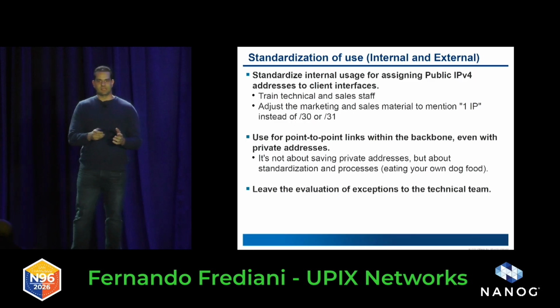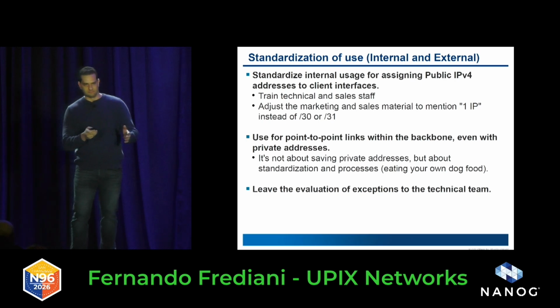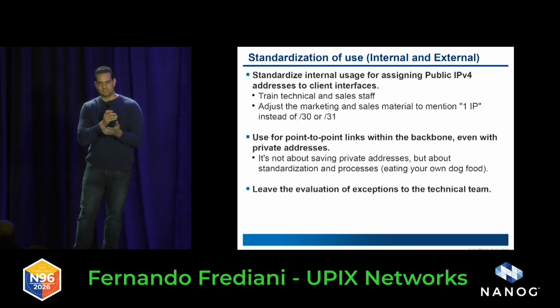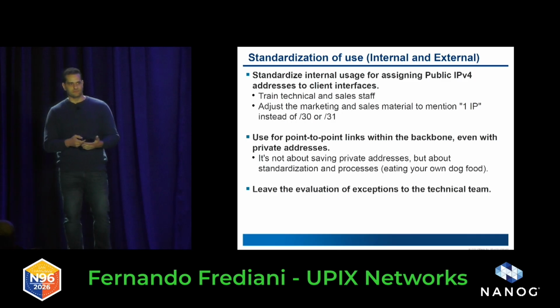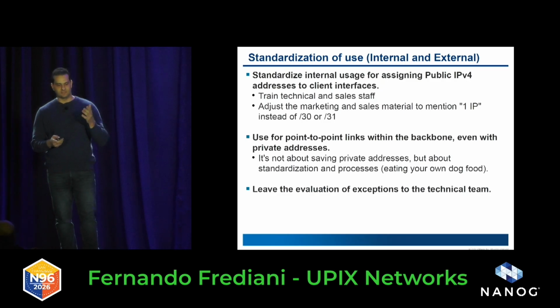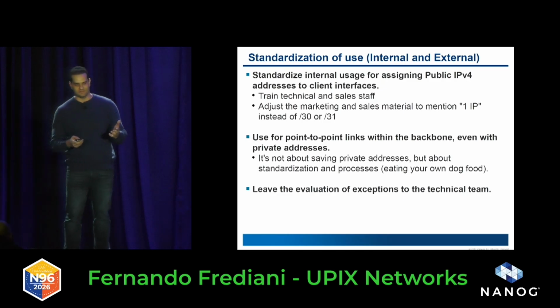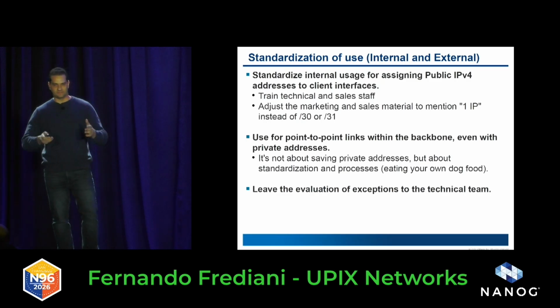Instead of mentioning that the address you will issue the customer for the connection is a /30, just say, I'm going to give you one public IP address. So it's the same thing, instead of mentioning specifically /30. And inside your backbone as well, use /31 for point-to-point links, even with private addresses. That's not about saving private IP addresses, but again, it's standardization for your process, for your team.